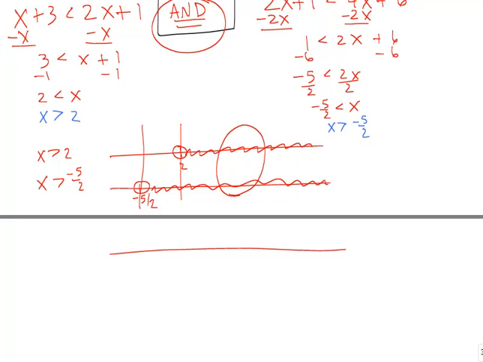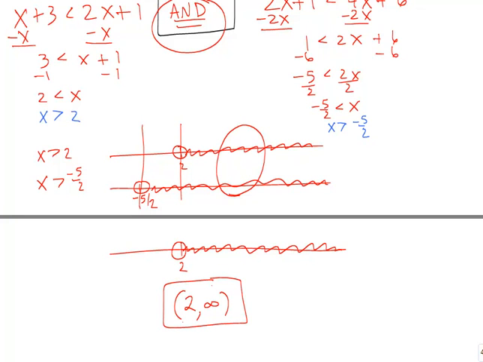So my final answer is only going to be the x's greater than 2. And since 2 was open up here, it's going to remain open in my intersection. So the only x's that work for both of these two separate problems are the x's greater than 2. As an interval, that's starting at 2 and going up to infinity. Open parentheses around that 2.